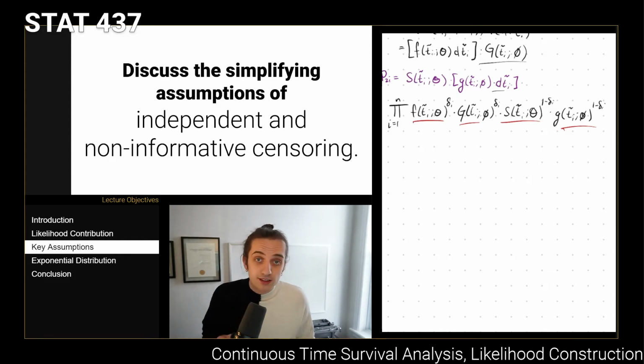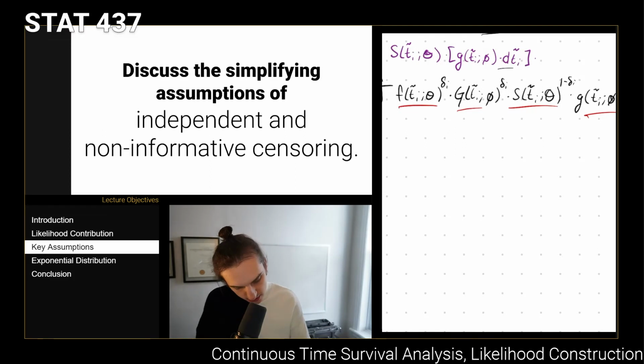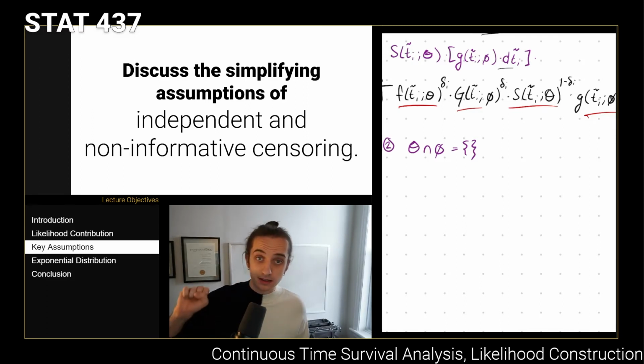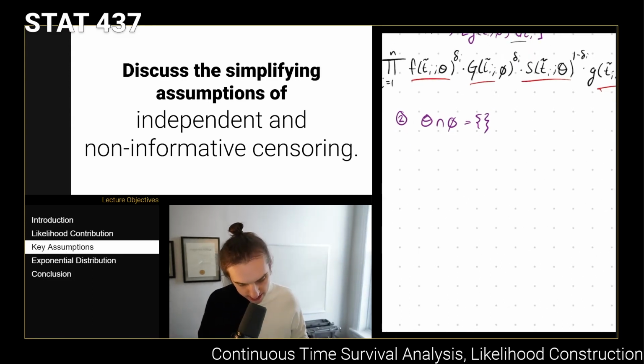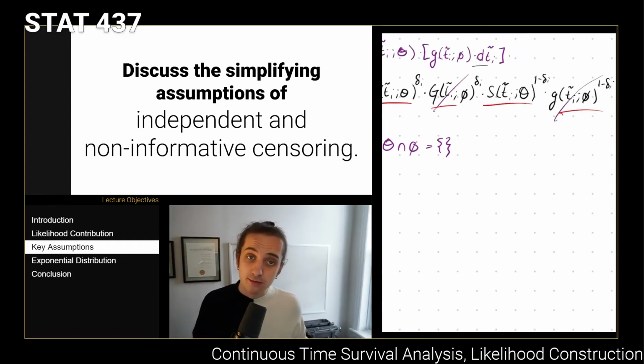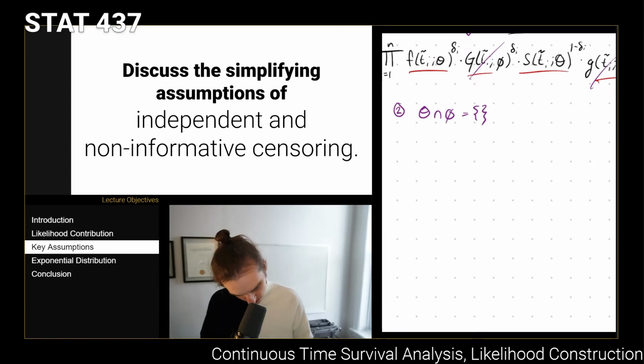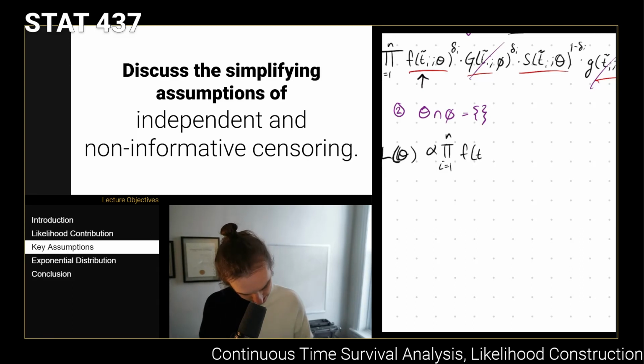Now, if we're also willing to assume that phi and theta do not share any components, so you could write something like, if we assume that the intersection of phi and theta is the empty set, then what we're saying is that the censoring process gives us no information about the event process and vice versa. And because we only care about inference about the event process, we can say that these terms that have to do with the censoring process, we can just drop. And so in that situation, we can say that the likelihood of theta is going to be proportional to this product of i equals 1 to n. We can include this first term here because that has to do with the event process.